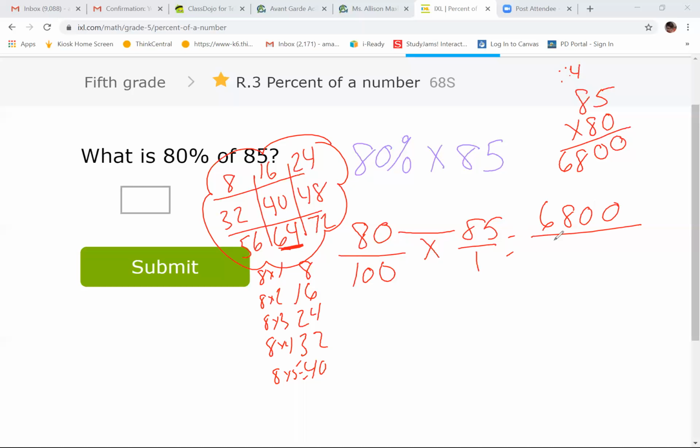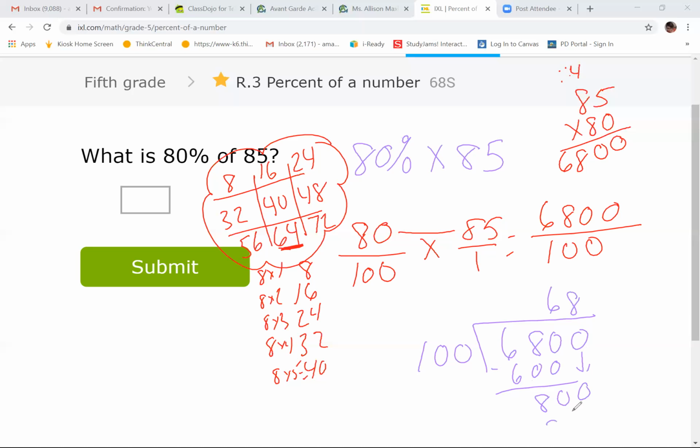Over 100 times 1, 100. So now if I wanted to, I could say, oh, what's 6,800 divided by 100? And I say, oh, it's going to be 6 over here, because that's 600. Subtract, bring this down, and it's an 8, because that makes 800. 68. Or cancel, cancel, and there's my 68 over 1, which equals 68. Did you get that answer?